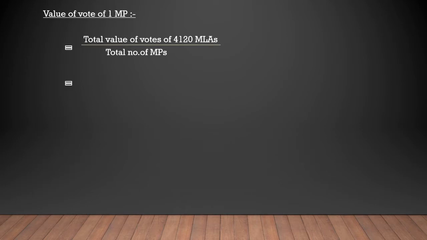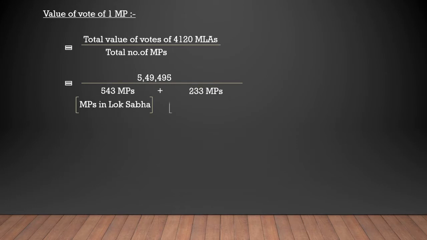Now, secondly, let's come to MPs. Let's find out the value of votes of all the MPs, that is, members of both houses of the parliament. Value of vote of one MP is equal to total value of all MLA votes divided by total number of MPs, which is 5,49,495, that is the value of all MLA votes, divided by 543 MPs, that is the total number of MPs in Lok Sabha, plus 233 MPs, that is the total number of MPs in Rajya Sabha, which is equal to 708.